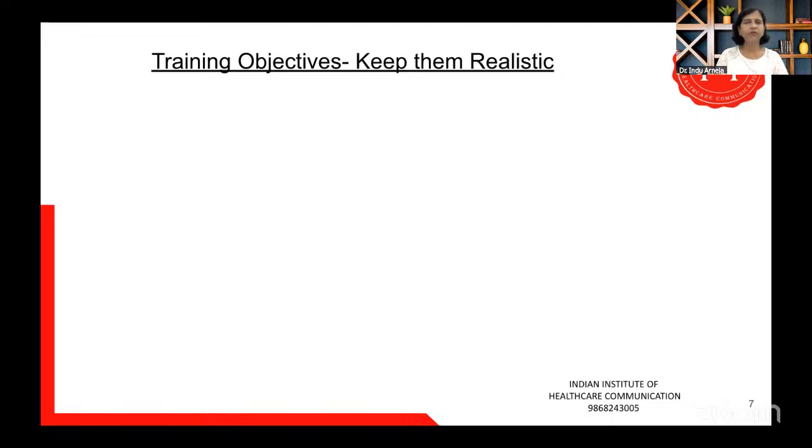A lot of time for a 3 hours program in number of hospitals, people look for a very tangible change. So when you are doing more like an awareness program, you are unlikely to see any tangible change. So when you plan or pick your training objectives, you have to keep in mind that they have to be realistic. So it could be like creating awareness and sensitization.